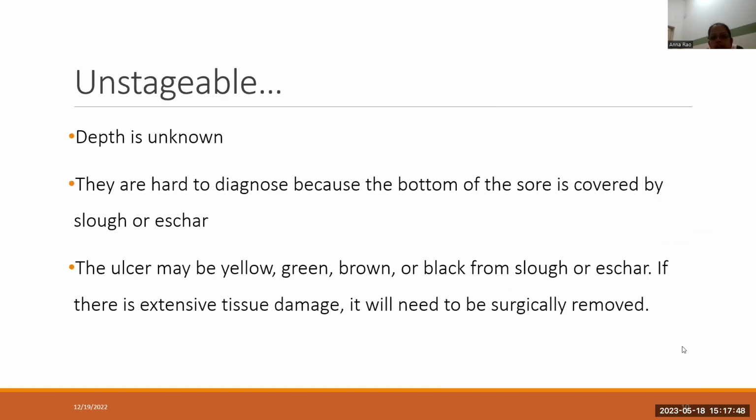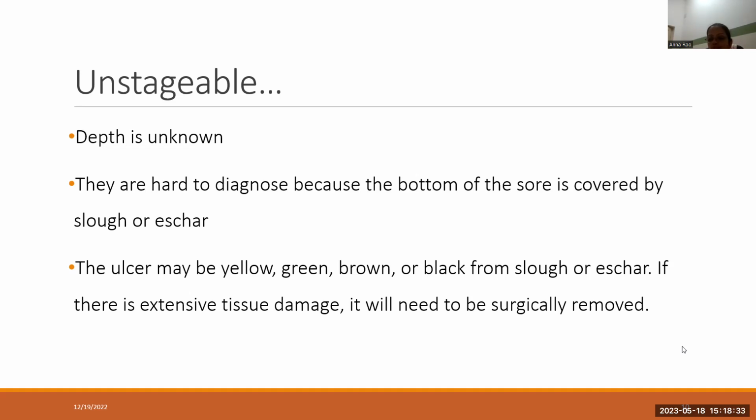There is even an unstageable stage also. Here the wound is covered with eschar, because of the dead tissues, and there can be pus formation also, secondary infection also. So depth is not known. We directly cannot find what is the depth of the wound. Before we clean it nicely and all the eschar is removed, we are not able to identify the stage. That is why it is named unstageable. Many times it may require even surgical repair also.